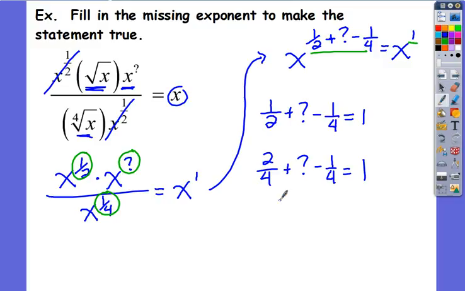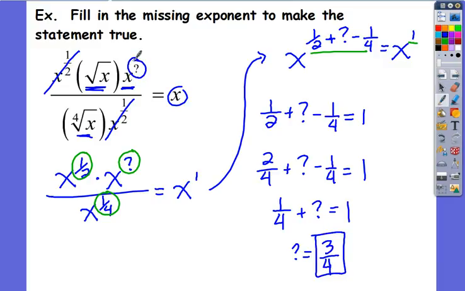2/4 minus 1/4 is 1/4. So 1/4 plus what is going to give me 1? That unknown exponent is 3/4. So this is what the exponent would have to be to make the original equation true.